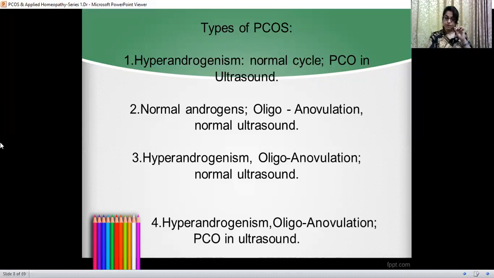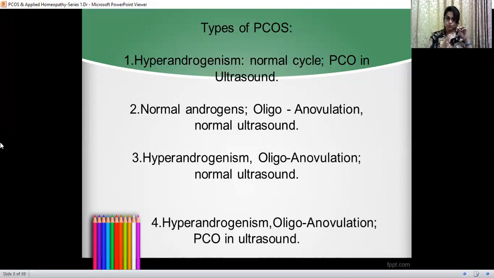Next is normal androgens with oligoanovulation, with normal ultrasound. Now, in a patient with oligoanovulation, many times there is anovulation. It's not like anovulation is only in one or two months. Over many months, if you repeat the sonography and ovulation report, you can see anovulation. But the androgens are normal. That means she's not having baldness or facial hair, and the ultrasound is normal. Uterus and ovary sizes are normal, no other symptoms, but she's not ovulating.